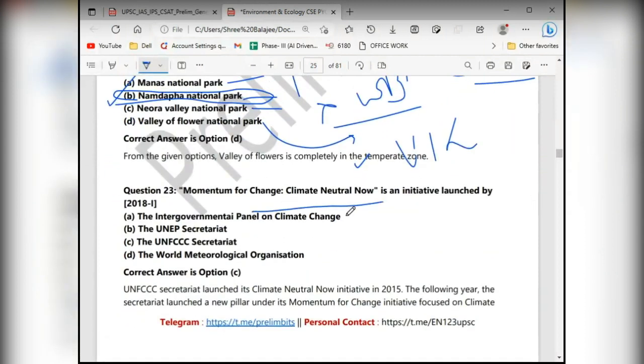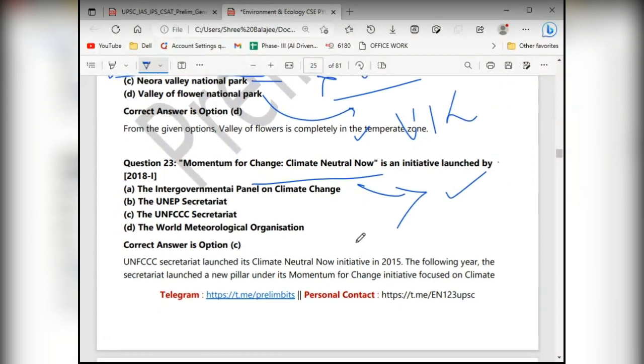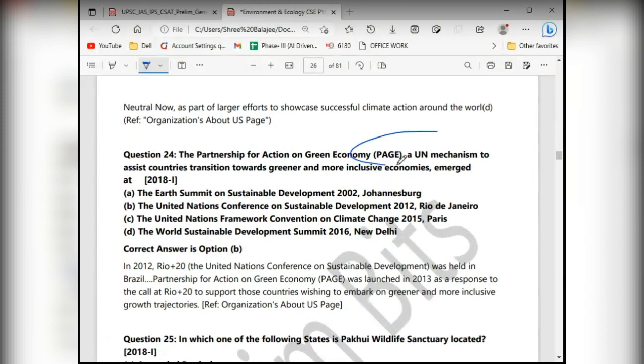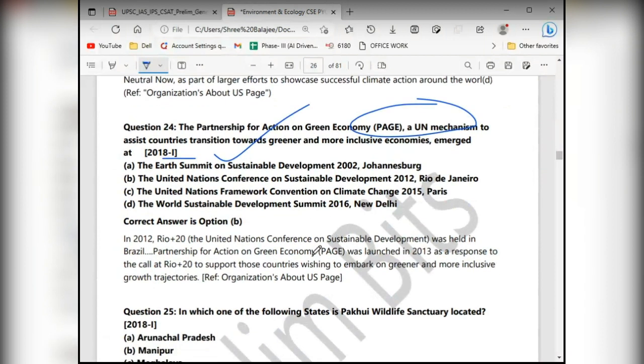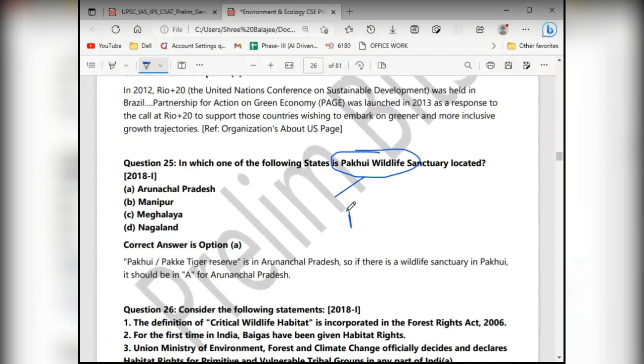Momentum, so yeah, this is purely an observation-based question. अगर आपने fact पढ़ा है, this is a factual question, so if you know, you know. Okay, this is from the 2018 prelims, and this appeared in the news once, but that was quite new to many. Pakhui is another name for Pakhudi.